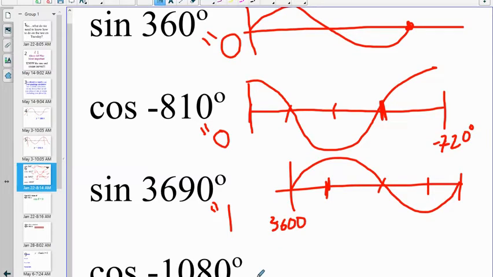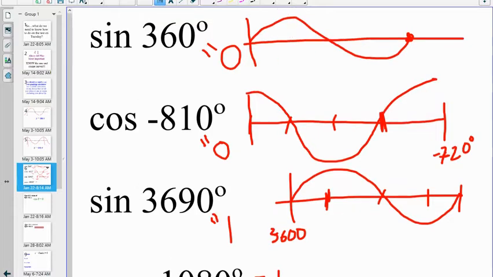And then finally, cosine of negative 1080. I guess I figured that already. That was back here, and the cosine value of that was 1. So that's what I mean by using the sine and cosine graphs to figure out values of these.